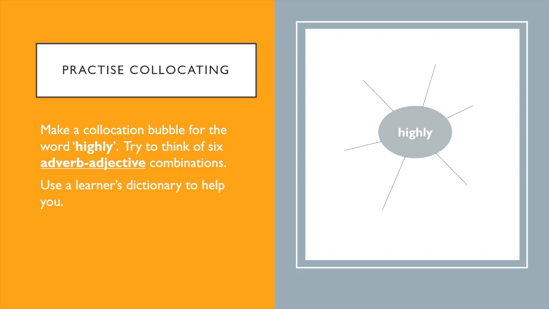As you know from Collocations video part 1, this is a collocation bubble. Your task now is to make a collocation bubble for the word highly. Try to think of 6 adverb-adjective combinations that could fit. If you need help or are looking for some ideas, why not use a learner dictionary? So press pause and then press play when you're ready to review.